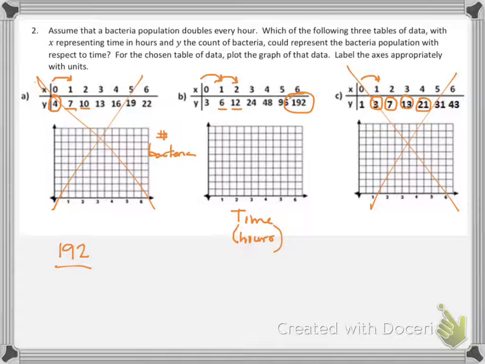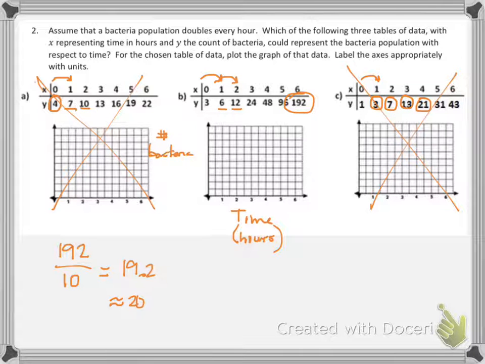And the number of spaces I have available are 1, 2, 3, 4, 5, 6, 7, 8, 9, 10. So 10 spaces available. So I'm going to divide by 10. 192 divided by 10 is 19.2, and I'm just going to round that up to say approximately 20. So every line of my graph is going to be worth 20.